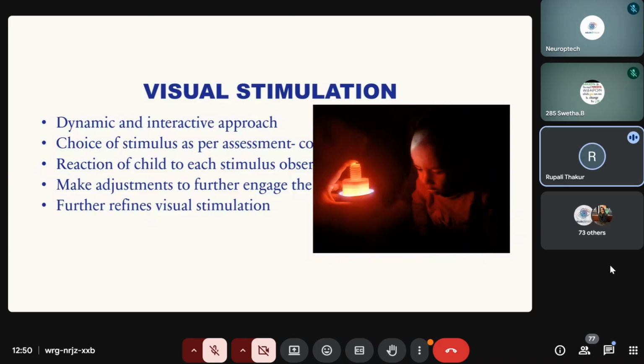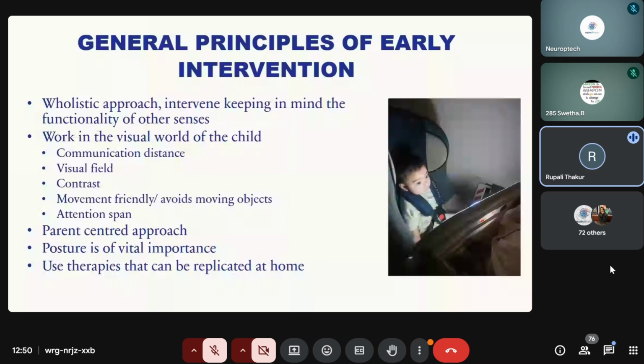Then how are we going to do it? Functional vision also works in the visual field or world of the child. Communication distance: from what distance are you going to communicate with your child. Visual field, trust, movement, friendly, avoid moving objects. Attention span also, we need to check whether the child is attentive or not. Parent-centered approach, posture is of vital importance. Use therapies that can be replicated at home also.